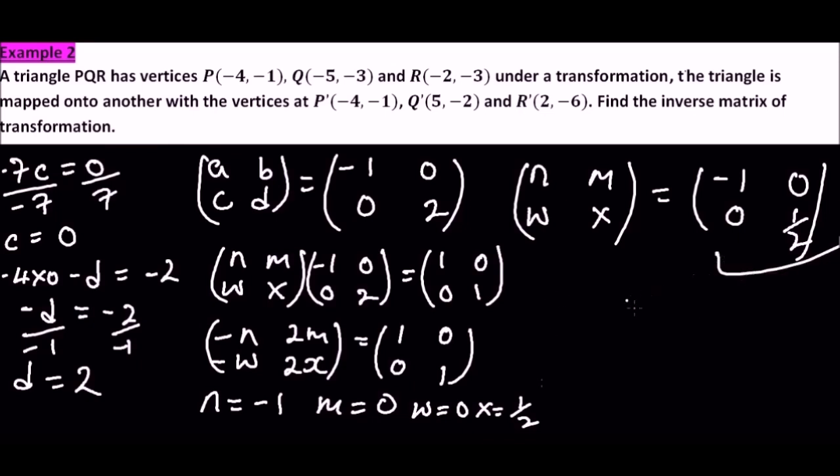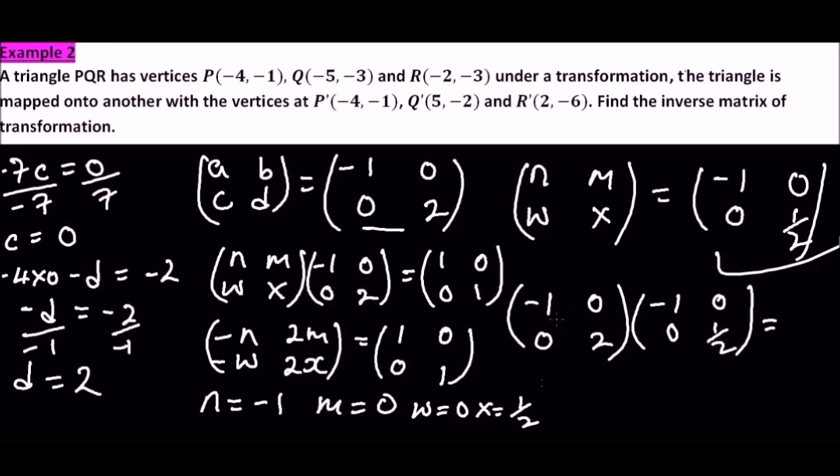So that's the end. But we can go ahead and show that this is actually the inverse matrix by multiplying the two matrices, our transformation matrix and our inverse matrix, and see whether we get the identity matrix. So let's see whether we are correct. We have minus 1 0 0 2, the transformation matrix, multiplied by minus 1 0 0 and a half. That gives minus 1 times minus 1, that is 1. 0 times 0 is 0, so 1 plus 0 is 1.